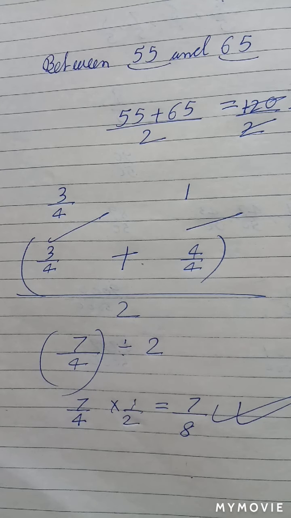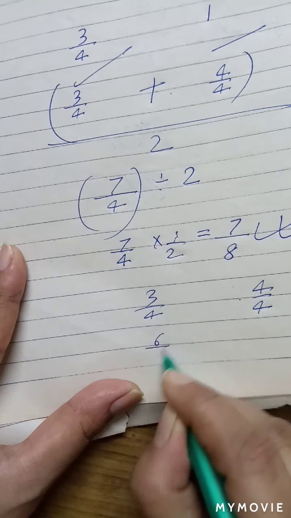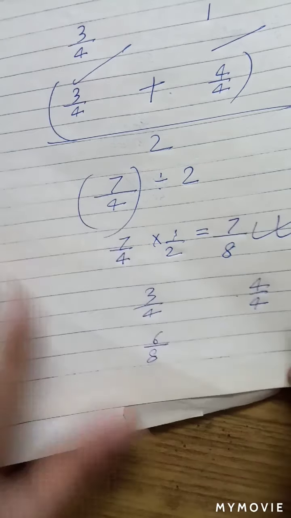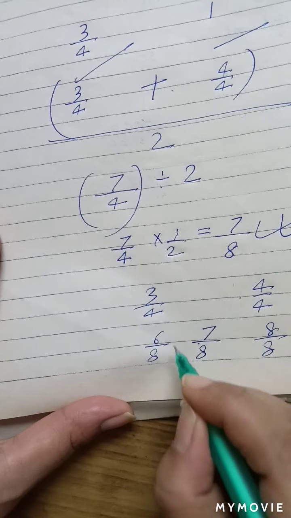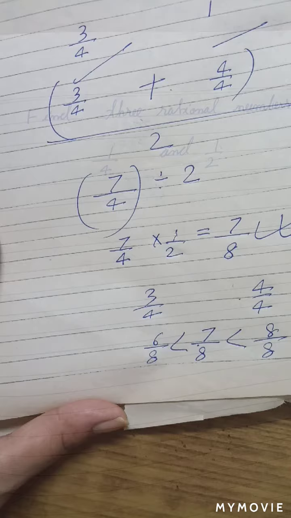Let me tell you, we have 3 by 4 and we have 4 by 4. We can write it as 6 by 8 and 8 by 8. So the rational number between 6 by 8 and 8 by 8 is going to be 7 by 8. So you can use any method you like. It's entirely your choice. Let's move on.